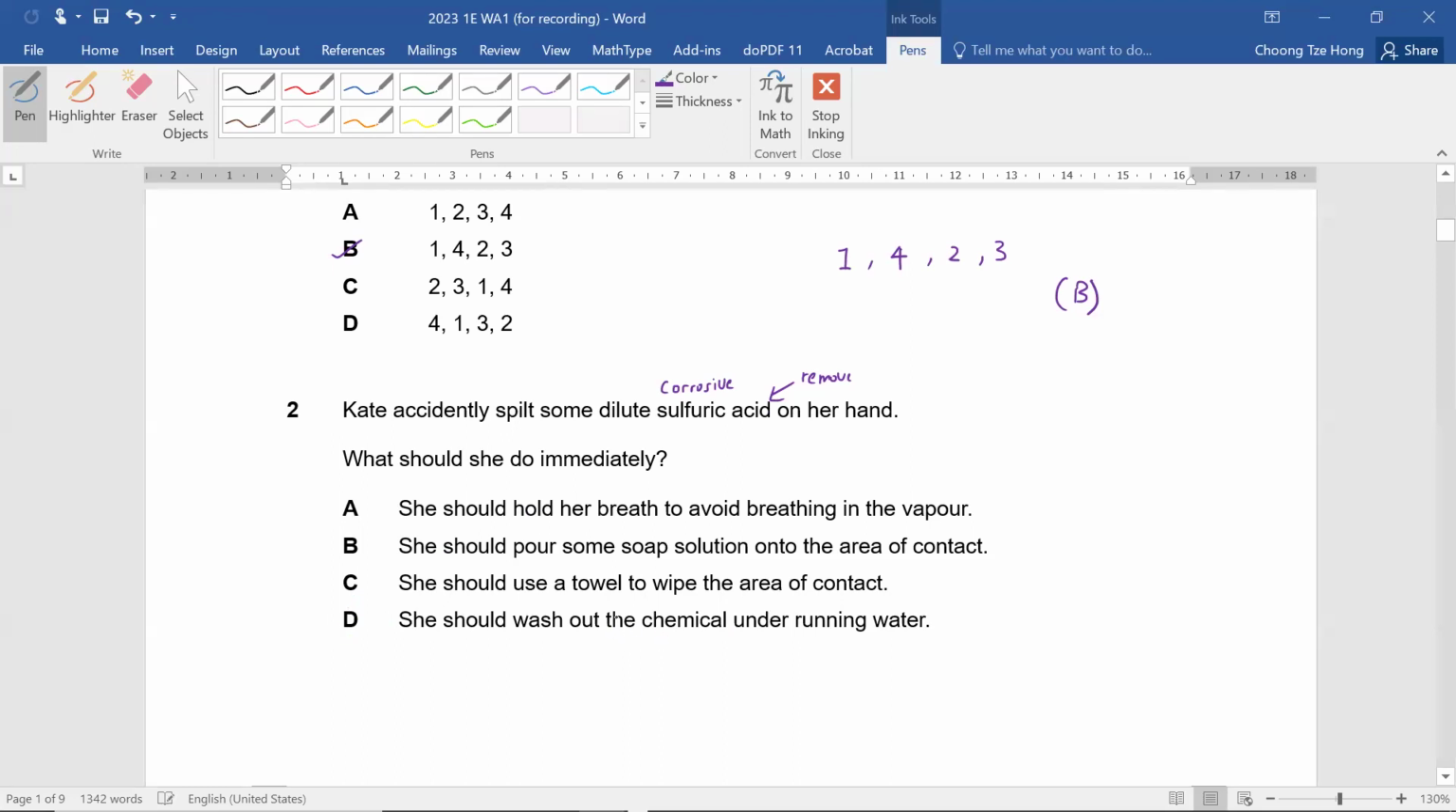You wash it under running water. Running water means you keep the tap on, so that new fresh water keeps on coming to your hand, and it will help to remove away the sulfuric acid on your hand. You can actually read more about safety procedures in the lab on page 26 to 28 of your textbook. So the answer for this would be D.